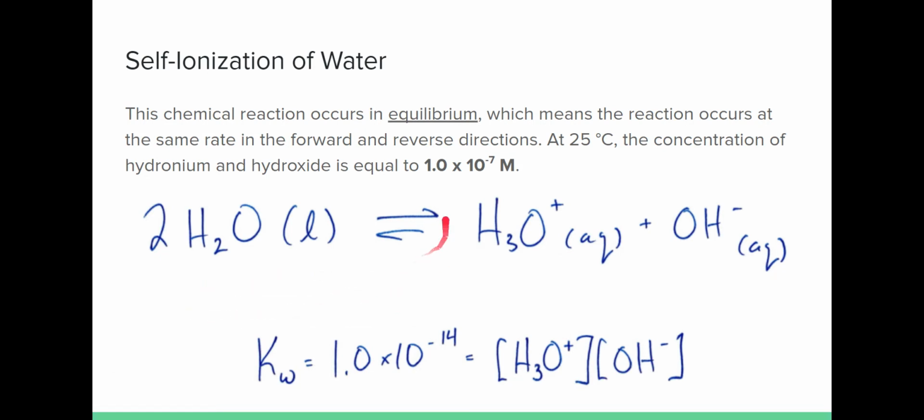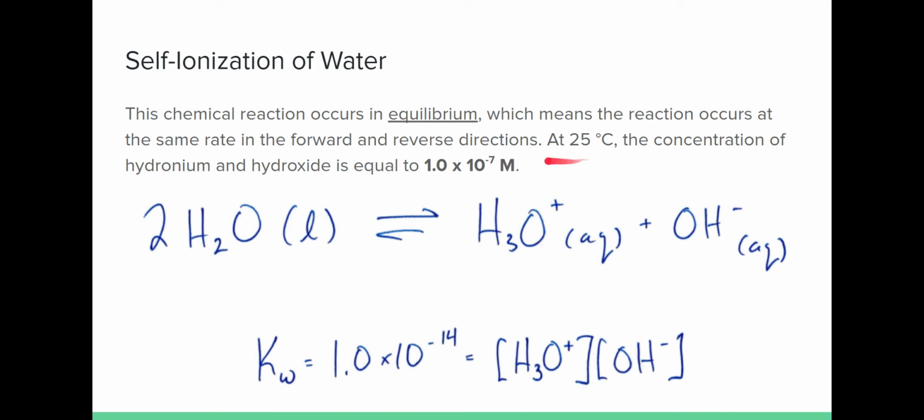This chemical equation has a double-sided arrow because it's representing a state called equilibrium. Equilibrium means that the rate of the forward process is the same as the reverse process as well. This reaction happens at room temperature in water, and the expression down here is called an equilibrium expression. It has a constant value, 1 times 10 to the negative 14th, and that constant number is equal to the concentration of H3O plus times the concentration of OH minus.